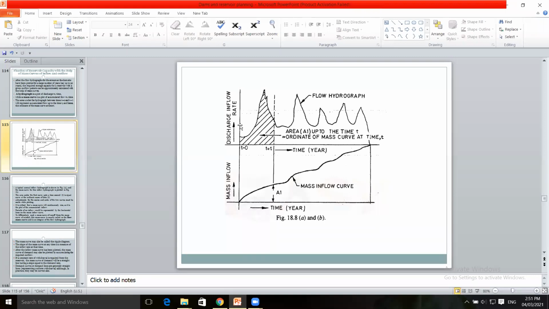When the discharge, त्या river मध्ये discharge किती झाला? The maximum capacity of the reservoir, maximum flood level, maximum discharge in the river, that is computed from this flow hydrograph. So this is the flow hydrograph.